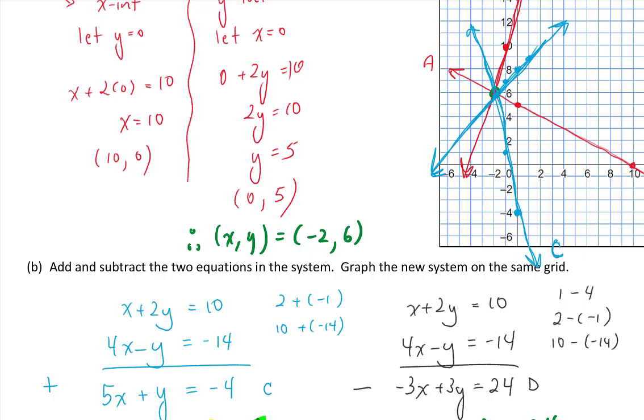So we added and subtracted the equations from above, and it made us two new lines that go through the same point of intersection.